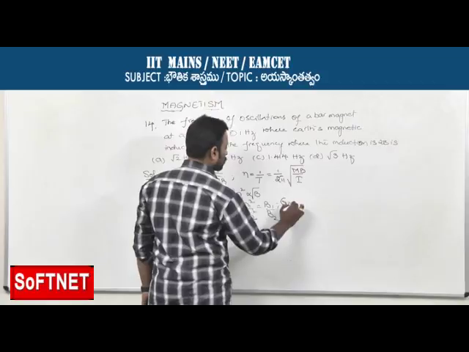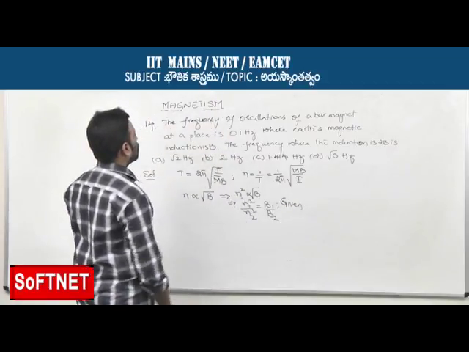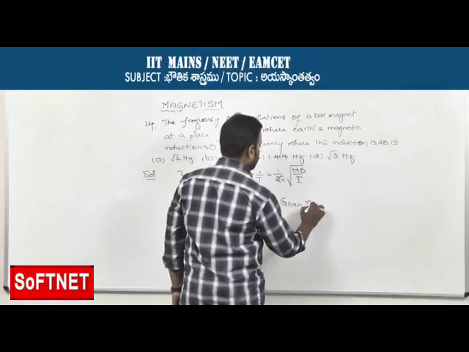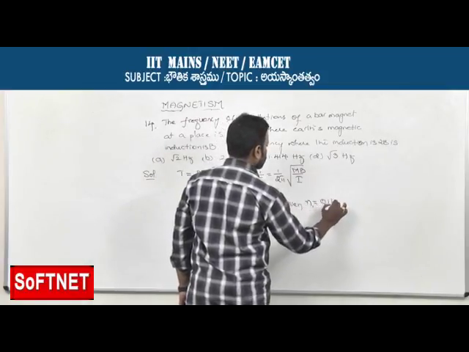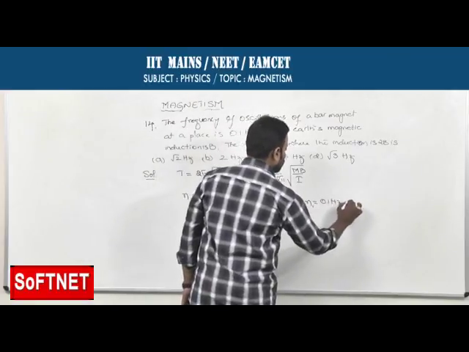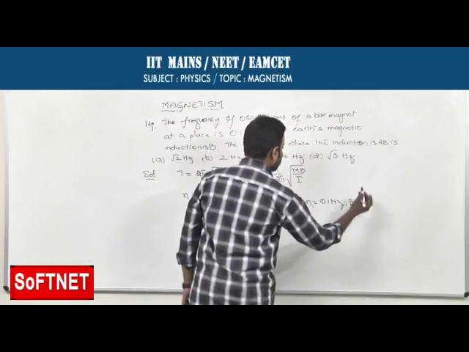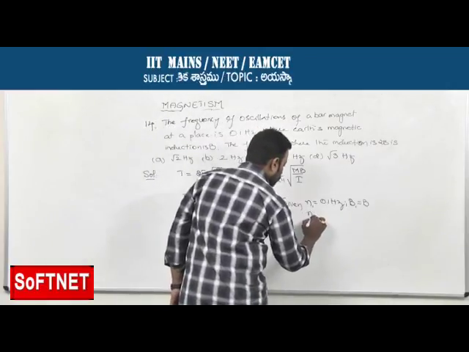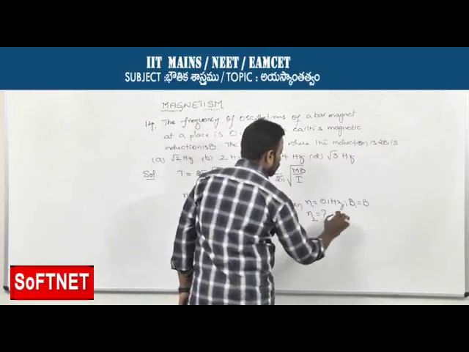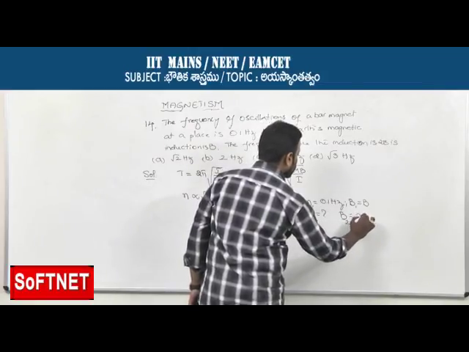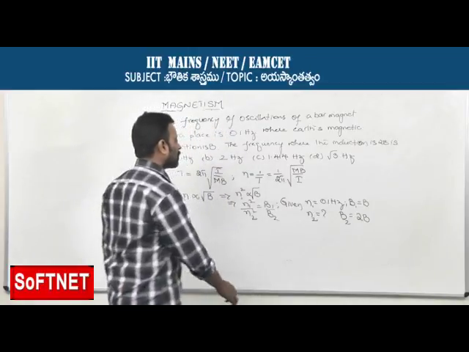Given the frequency of oscillation n1 as 0.1 hertz, where the magnetic field is B, that is B1 is equal to B. You are asked to calculate the frequency of oscillation n2, where B2 is 2B according to the given data.